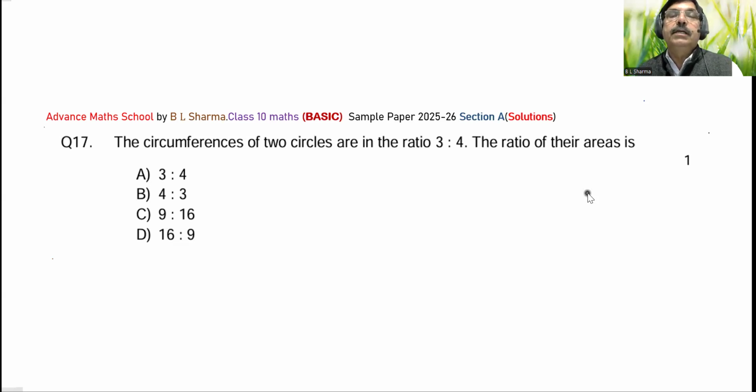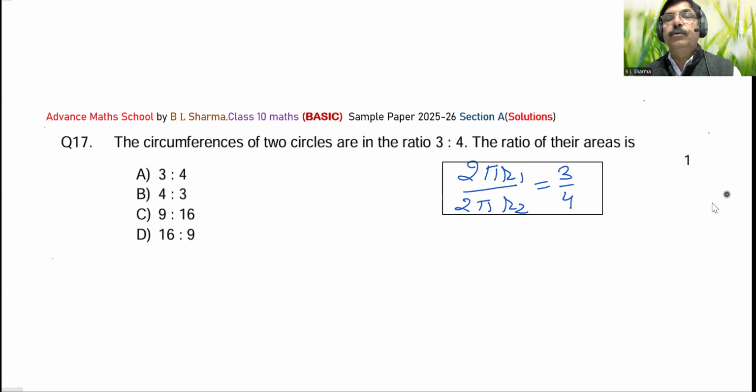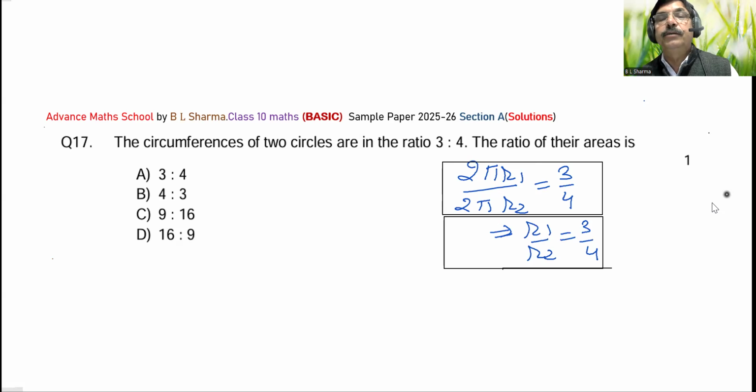Circumferences of two circles are given in the ratio 3:4, then find the ratio of their areas. A very simple question. Circumference of a circle is given by 2 pi r, means 2 pi radius. There are two circles having different radii, r1 and r2. So 2 pi r1 upon 2 pi r2 is given as 3/4. 2 pi and 2 pi cancel. So r1 upon r2 is 3/4, means the ratio of the radii of the two circles is 3/4.